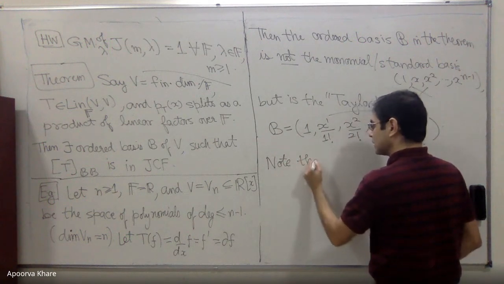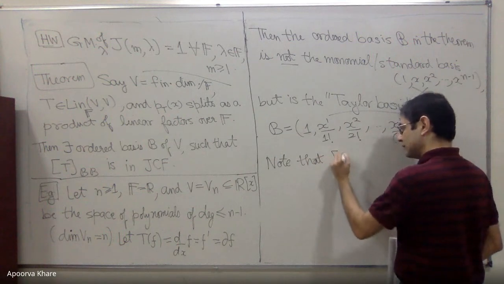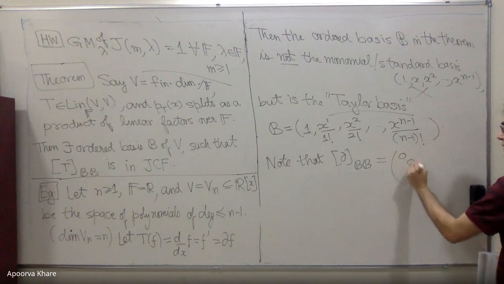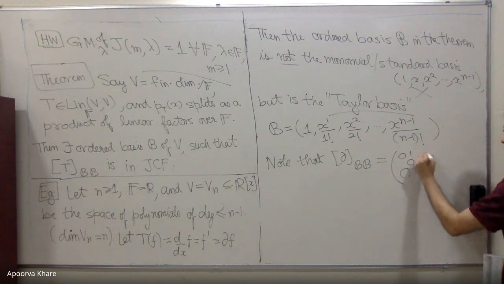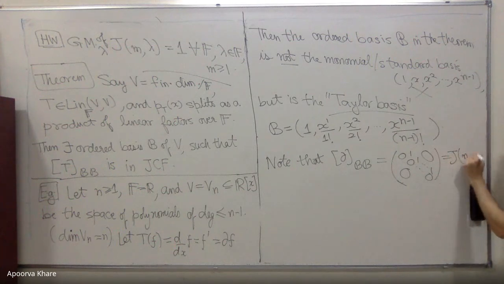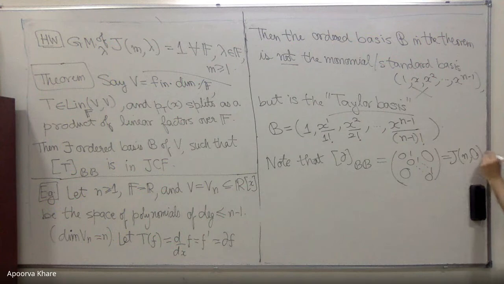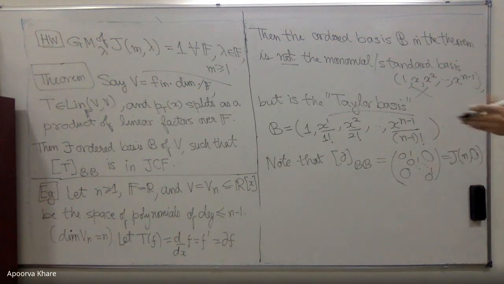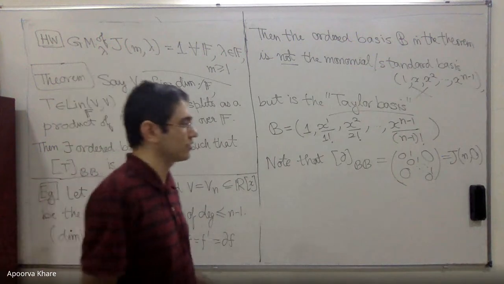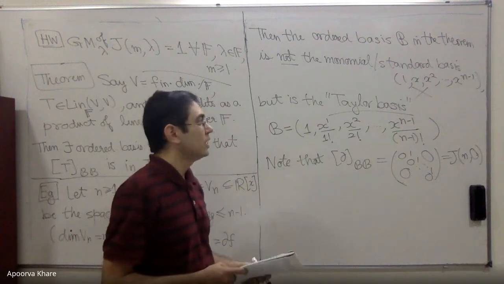Note that the matrix of differentiation with respect to this basis is precisely the matrix with zeros on the diagonal, zeros below the diagonal, ones just above and 0. And this is literally J, the Jordan block of size n with eigenvalue 0. Okay, so that's an example of a Jordan canonical form. The differentiation operator is indeed in Jordan canonical form with respect to the Taylor basis.